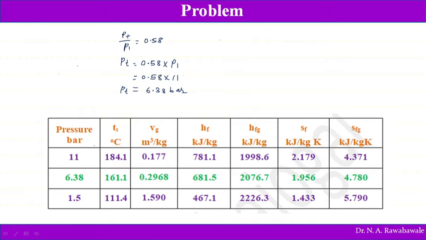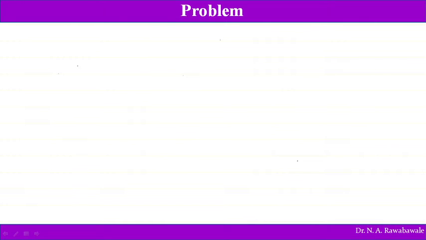So data can be collected for the various pressures: pressure P1, pressure Pt and pressure P2, that is 11 bar, 6.38 bar and 1.5 bar. This information is taken from the steam table: temperature, specific volume, enthalpy of liquid, latent heat of vaporization, entropy of liquid and entropy of vaporization. You know how to collect this data. Now we will proceed to find out the things.